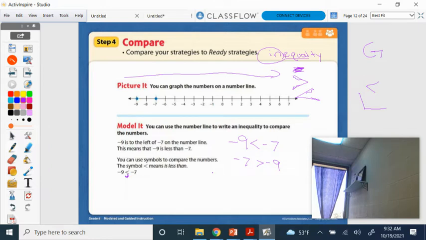-9 is located to the left. It would be, just where's that? It's on the negative side of the number line.